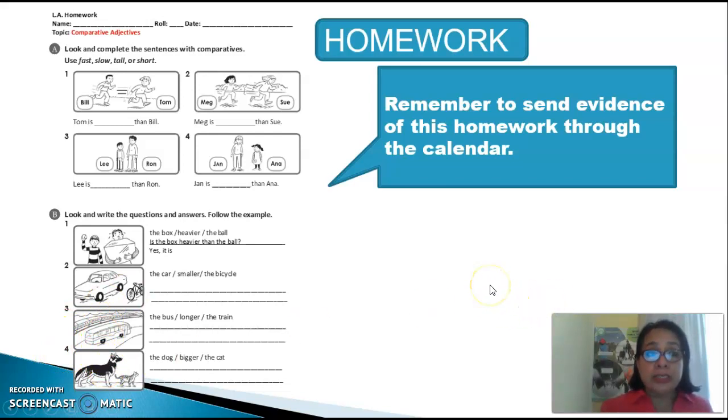Remember to send evidence of this homework through the calendar. This homework is in the calendar. The worksheet is in the calendar. When you answer it, you will send it through the calendar, okay? So that your homework will be answered, okay? Because if you don't send it through the calendar, in the calendar your homework looks like it's not answered, even though you sent a message. Please send it through the calendar, okay?